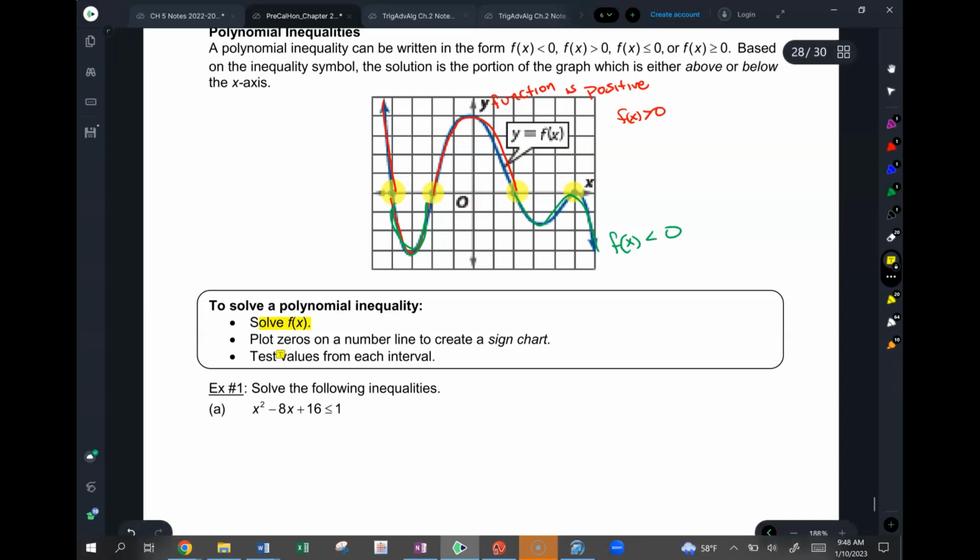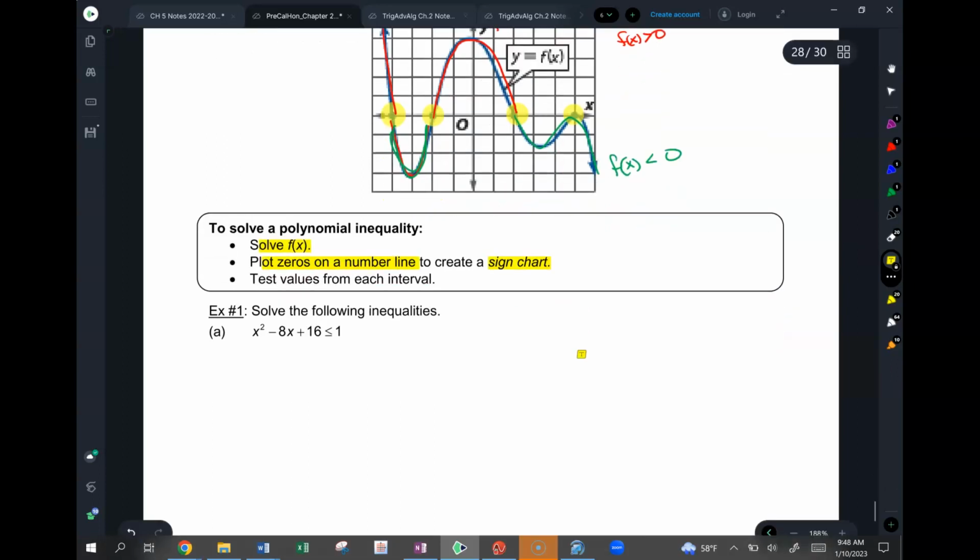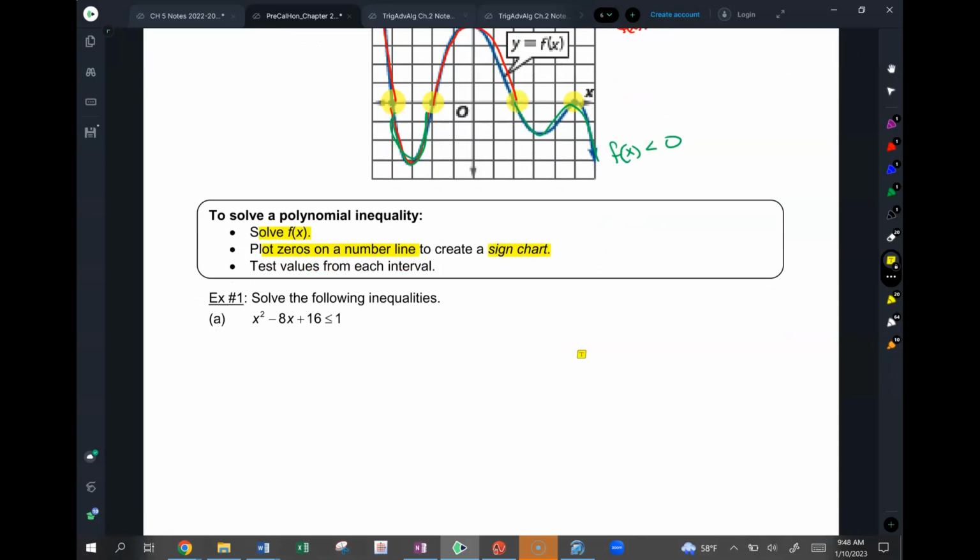All right? So to solve a polynomial inequality, we have to solve f of x. We have to plot the zeros on a number line to create what we call a sign chart. Then we have to test values from each interval. We did this a little bit when we were talking about domain, like the domain of x squared plus 3 or whatever. Okay, so let's do that.